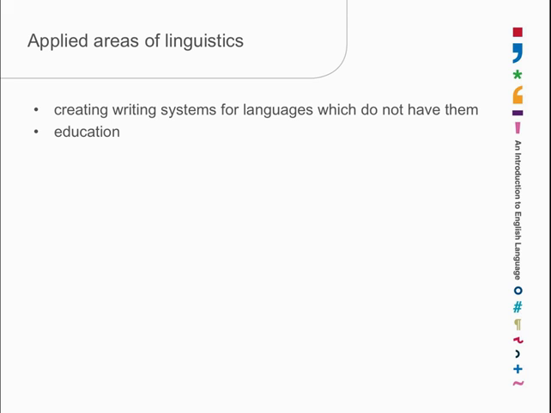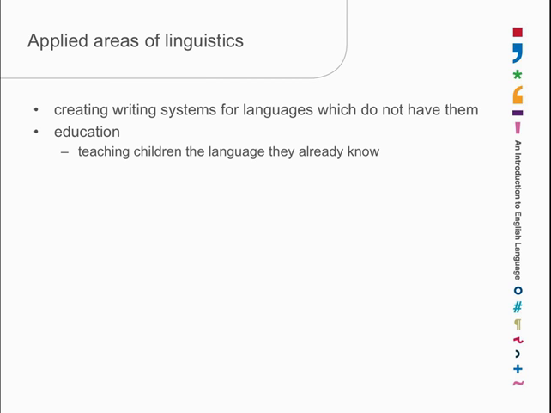Education is another significant area. Think, for example, of foreign language teaching. If you understand something of the language that you're teaching, that might help you teach it to someone else. In particular, in the whole of the English-speaking world, there is a subject called English. Well, that's weird, isn't it? These children already speak English. What are we doing teaching English to people who already speak it?